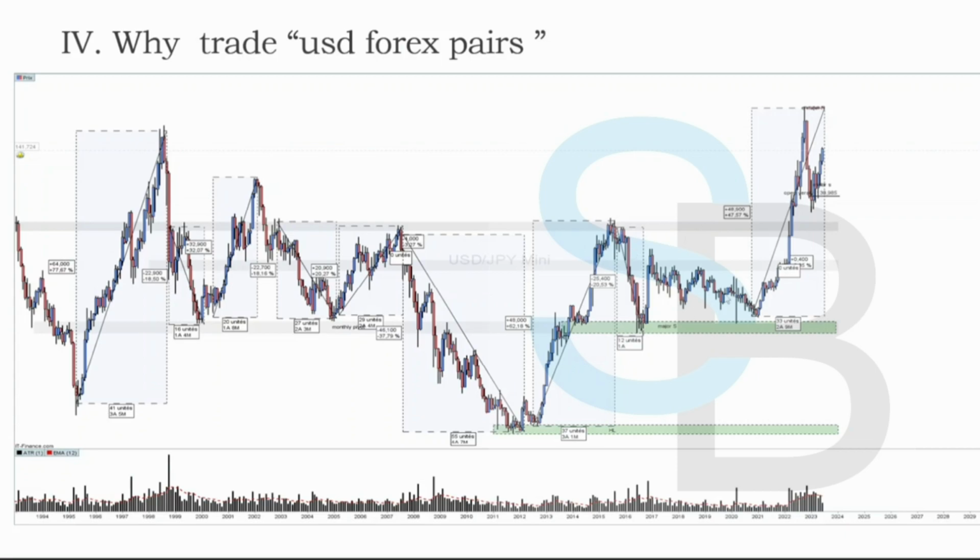For the USDJPY, the same thing. We have clear price action and a trend that can last for 2 to 3 years on average. That's why I focus on US dollar forex pairs, and see you in lesson 2.